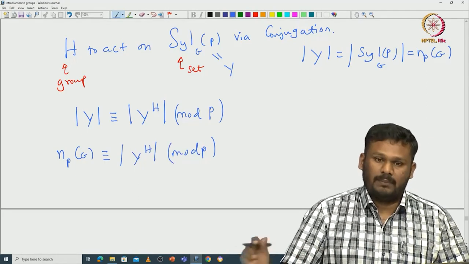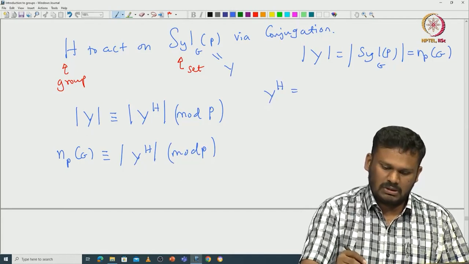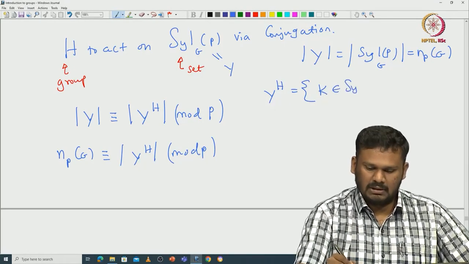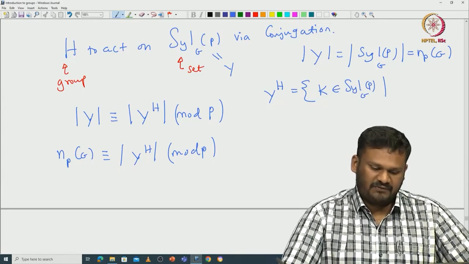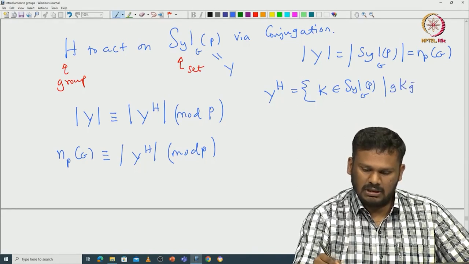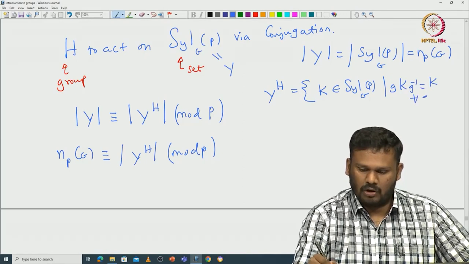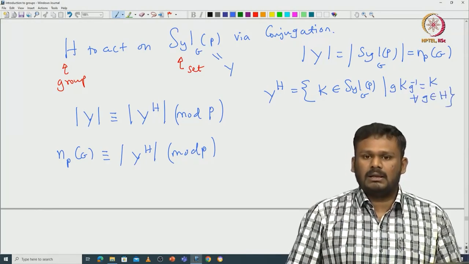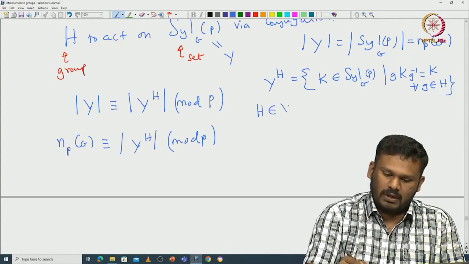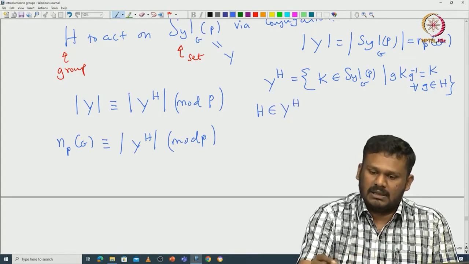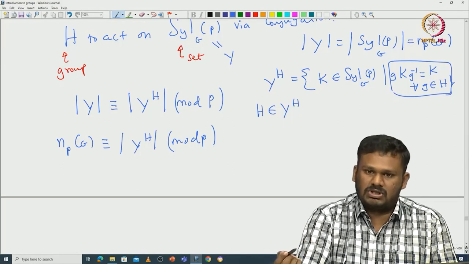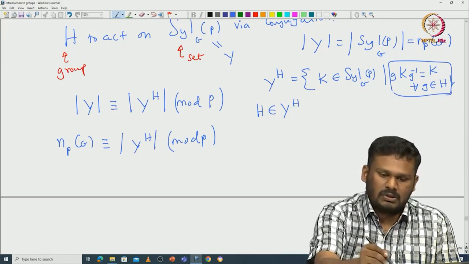So let's look at this Y power H. What is Y power H? This is the set of Sylow P subgroups K in Sylow P of G such that it is fixed by the action of H. That means if I take G K G inverse, that is equal to K for all G in H. So that is your Y power H. Note that H itself is already inside Y power H, so it is non-empty, because this equation is satisfied by H. G H G inverse is H for all G in H, because H is a subgroup.